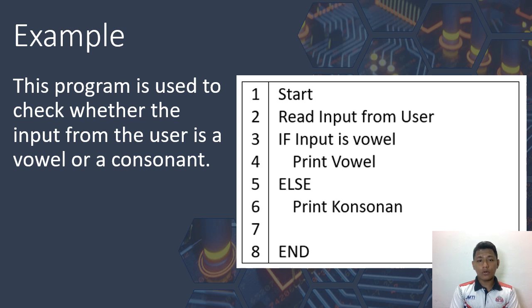This is an example of pseudocode language. For example, this program is used to check whether the input from the user is a vowel or a consonant. So we will start by typing start. The next line, we will ask the user to give us a letter. If it's a vowel, then the program will write out vowel. If it's a consonant, the program will write out consonant. And the program will end after it writes out the output.